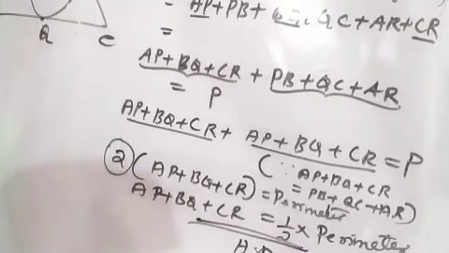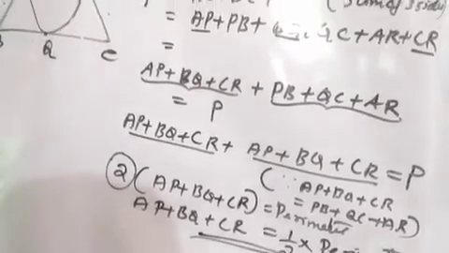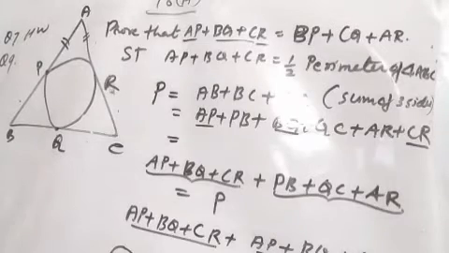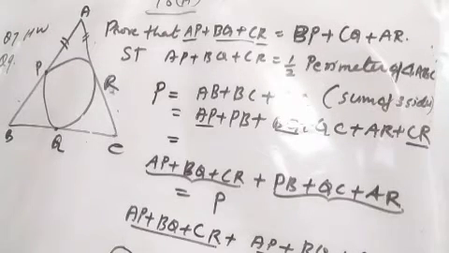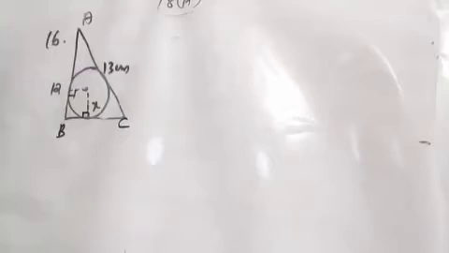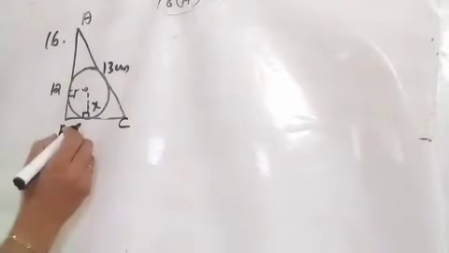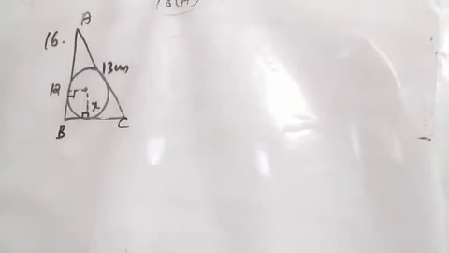Understood this proof? Very easy. Just know what is the perimeter of a triangle and what is the property of the length of tangents from an external point. Now let us solve the 16th problem. There is a right angled triangle with AB 12 cm, AC 13 cm. A circle with center O has been inscribed inside the triangle, so that BC, AB and AC are tangents to the circle. Calculate the value of x, the radius of the inscribed circle.